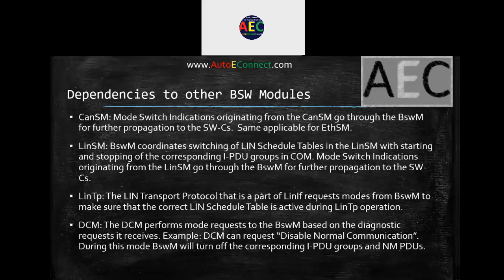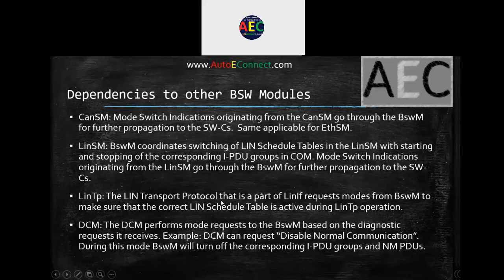Whenever the state of the respective channel is changing from one state to another state, an indication can be configured in the BsWM to give the information to the application modules, and accordingly the application modules can take their respective actions. In case of LIN-SM, we have spoken about CAN-SM and Ethernet, both having the indications. Whereas in case of LIN-SM, BsWM coordinates switching of LIN schedule tables in the LIN-SM with starting and stopping of the corresponding IPDU groups in COM.